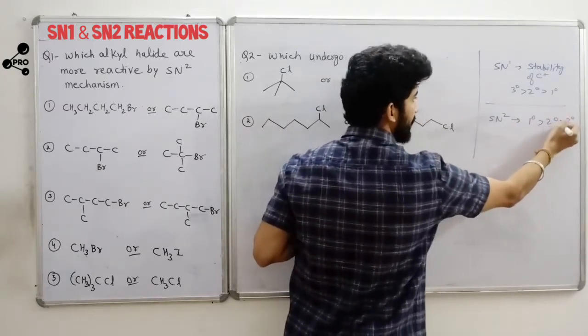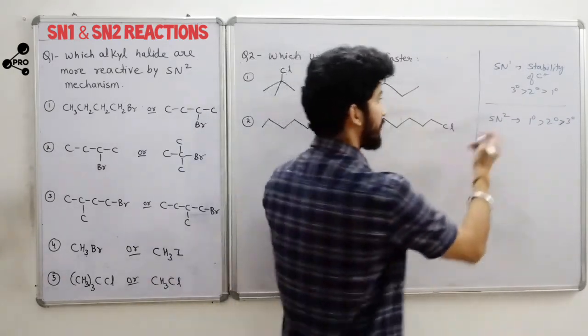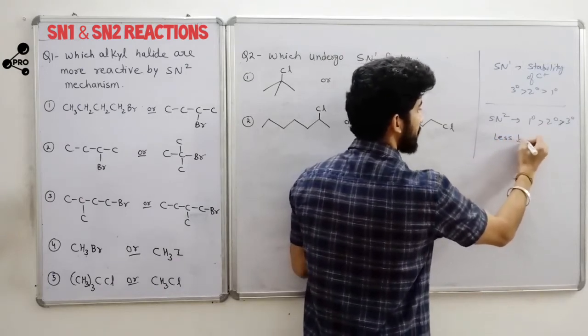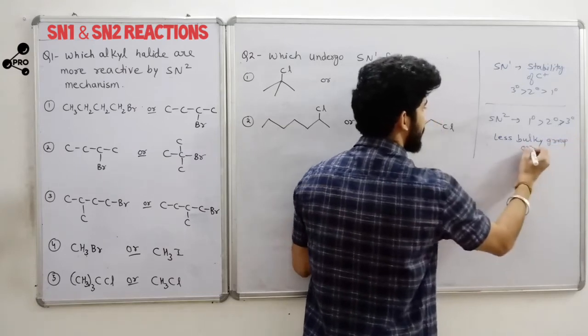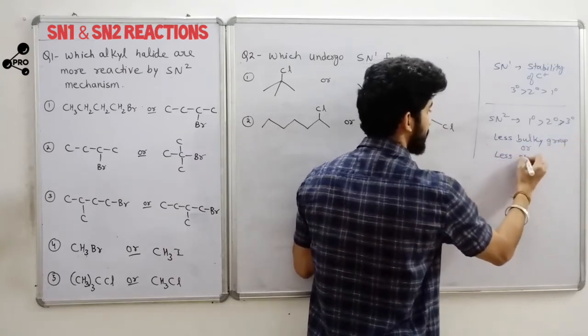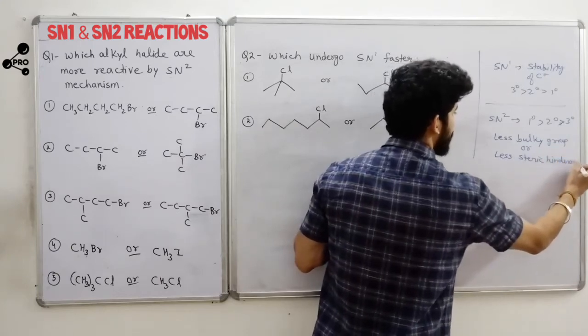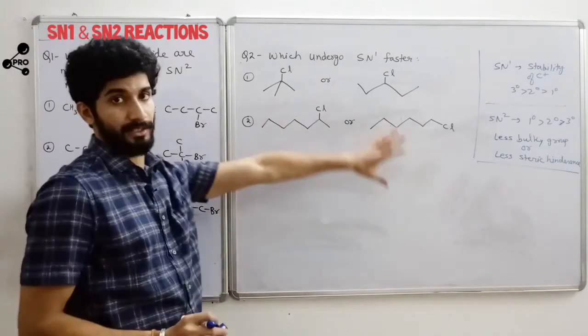But if we get the same order, then what we'll get is the less bulky group, or less steric hindrance. Alright, so you should keep that in mind, that this is what we'll do in SN1 and SN2 reactions.